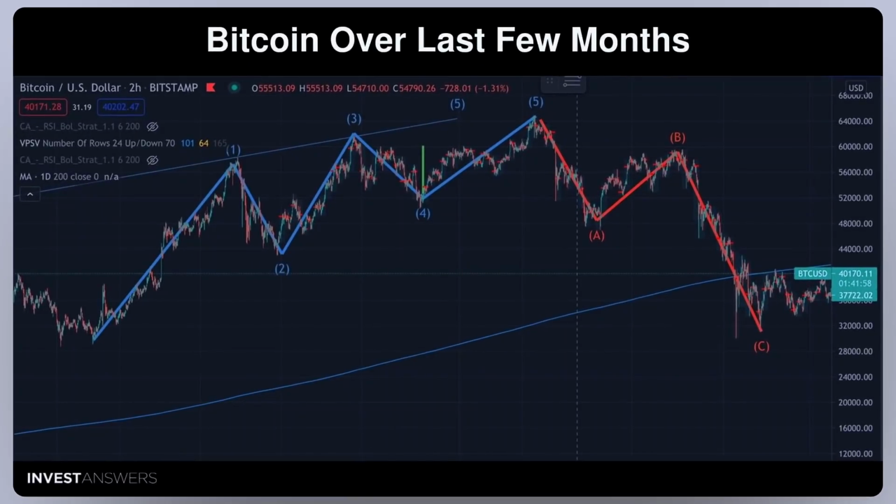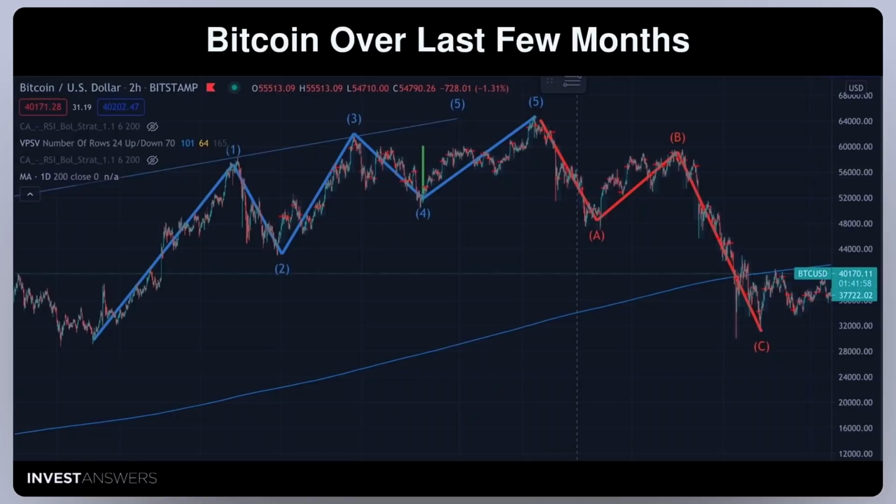This is far more like an Elliott wave. You can see where we went up to point number 1, down to number 2, up to number 3, down to number 4, and up to number 5. And then on the correction side, ABC, you see the correction down to 30,000 in point number C.